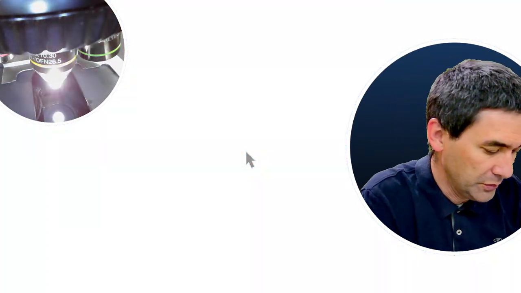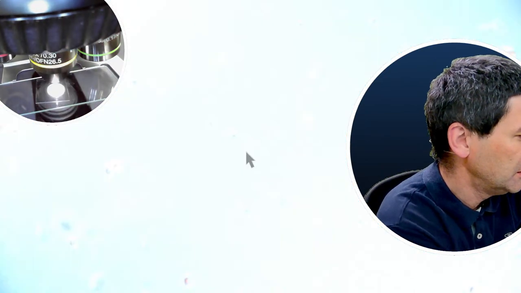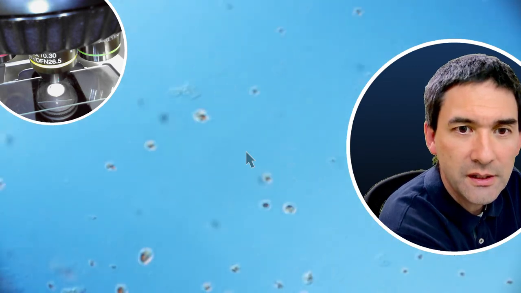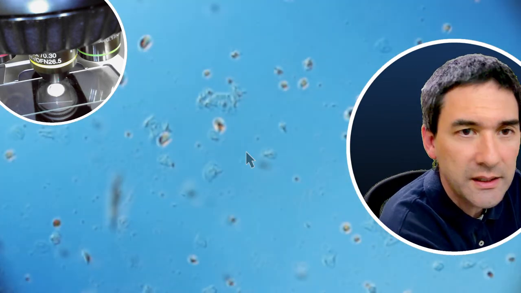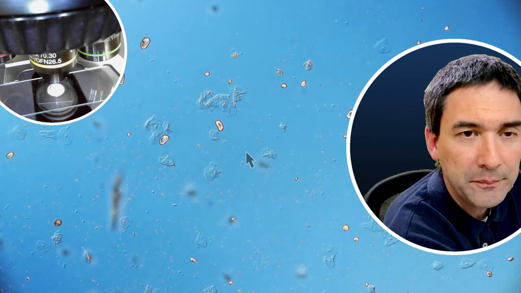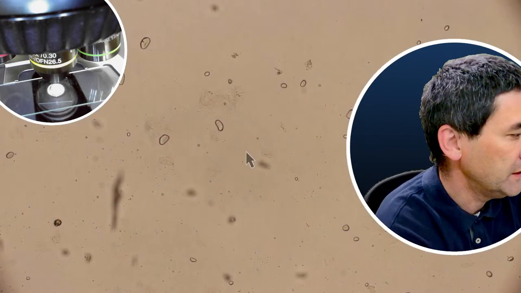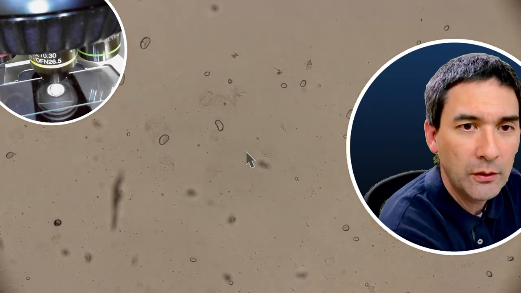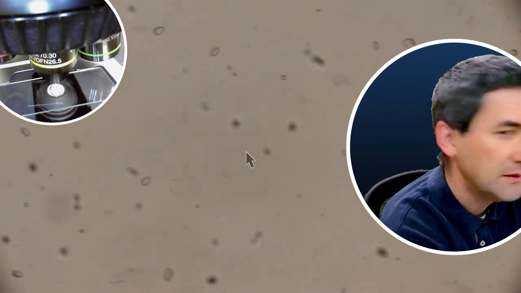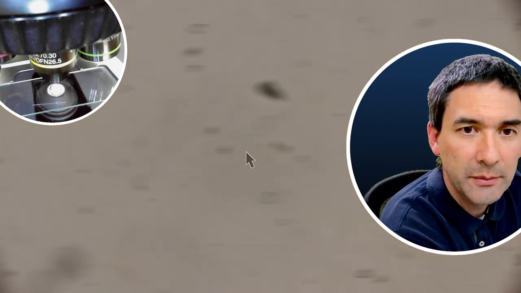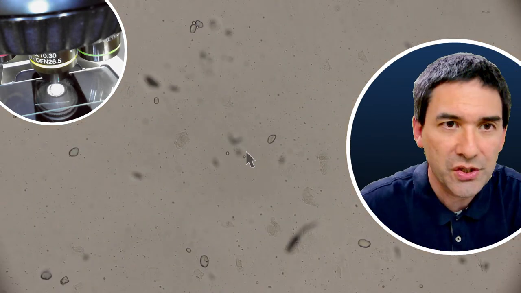So what I'm going to do now is, I hope I got the correct slide now. Is this the correct slide? Yes, this is the correct slide. Let's go bright field, and I'm going to add now on the side a little bit of methylene blue, and let's see how this works. Okay.